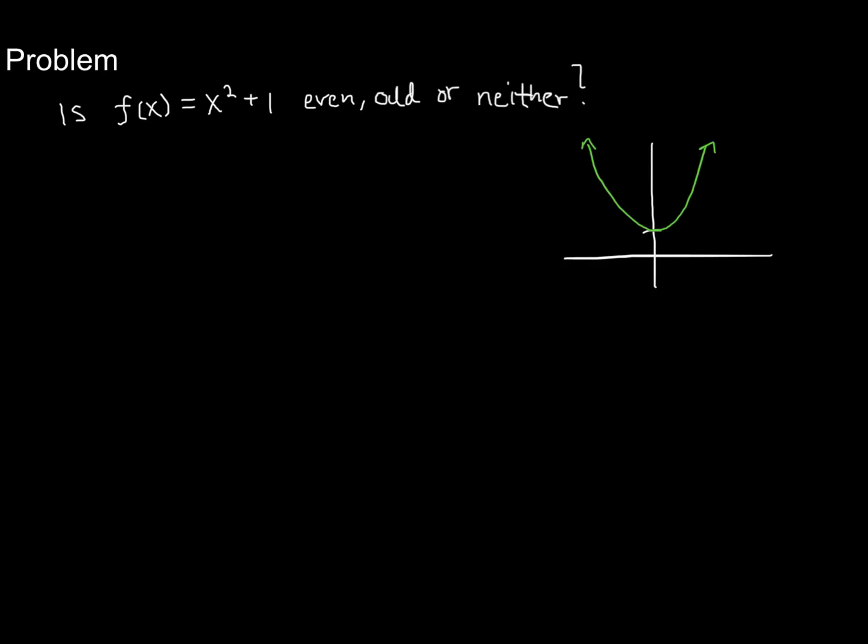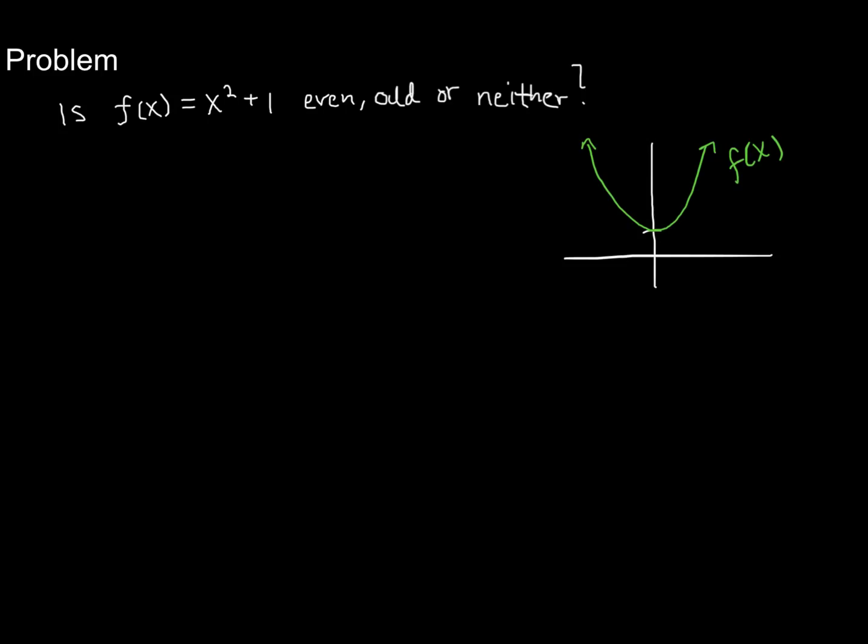Okay, so I sketched a graph, and my sketching skills are not exactly perfect, but we know that this is just the parent function x squared translated up 1 unit, so this is what we get. And if I just look at this, what kind of symmetry do we notice? Well, we notice that it's symmetric about the y-axis, right? So we're going to say it's even, but how could we prove this algebraically?